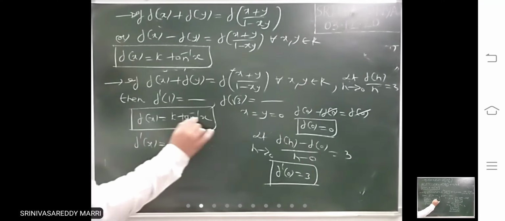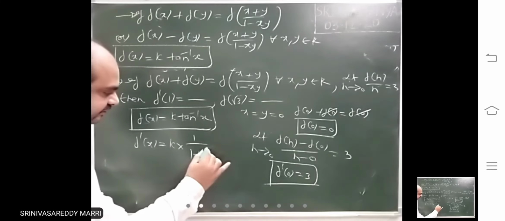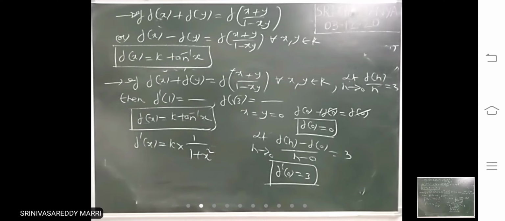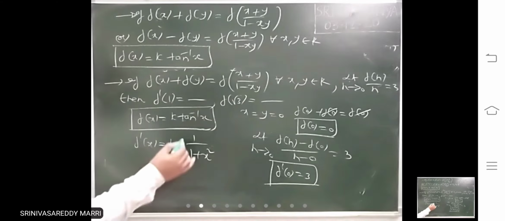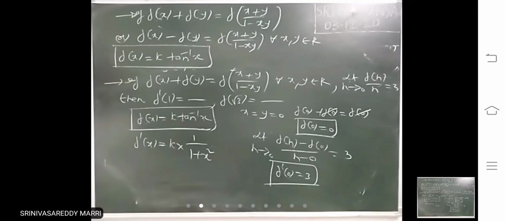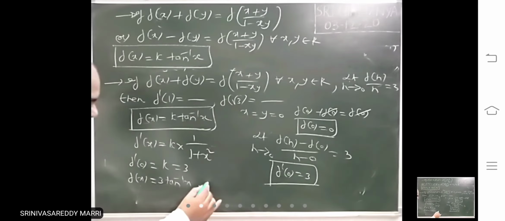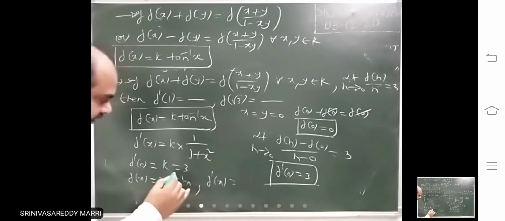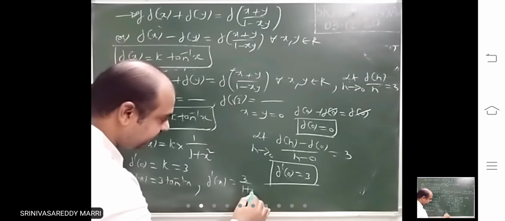Constant k into the derivative of tan inverse x. You remember the formula: the derivative of tan inverse x is 1 by 1 plus x square. You will get this in the next chapter. If you know it, fine; if you don't know, remember it. Now f dash 0 is 3, and f dash 0 is nothing but k divided by 1 plus 0, which is k. That means k value is 3. Therefore, f of x is nothing but 3 tan inverse x, and f dash x is nothing but k equal to 3 by 1 plus x square.